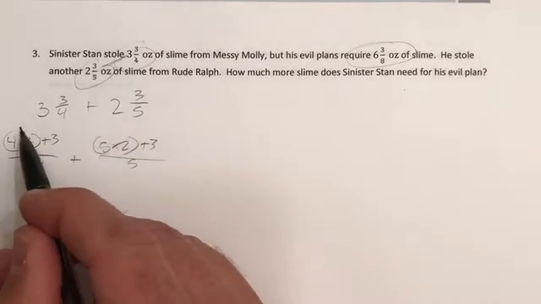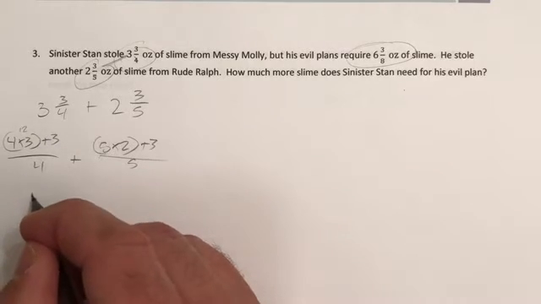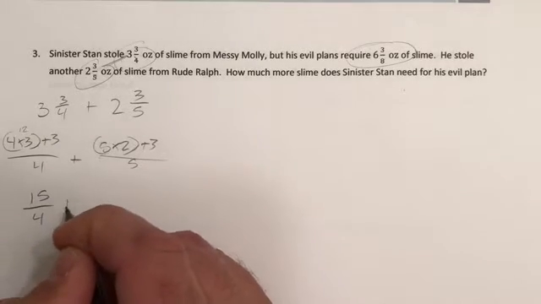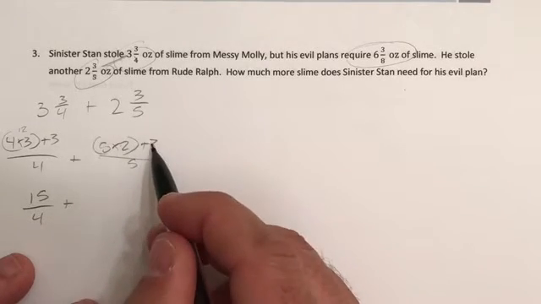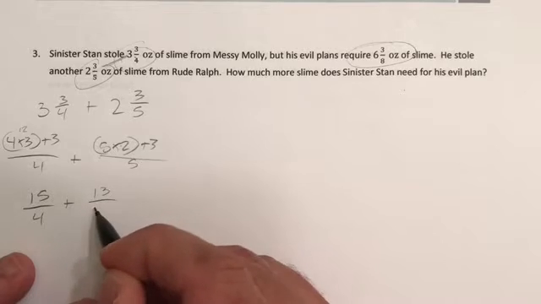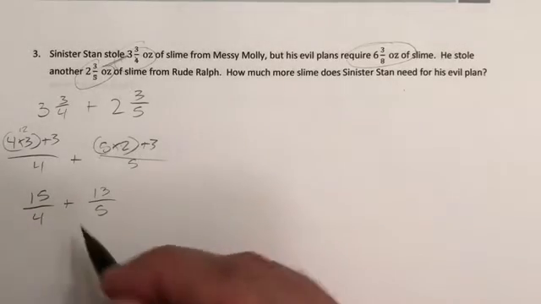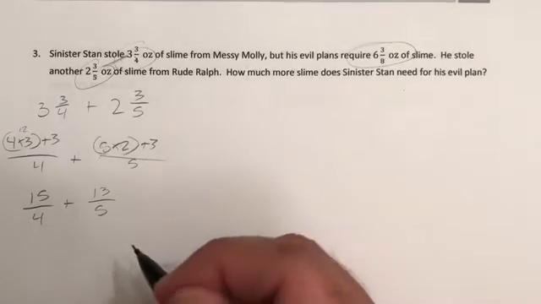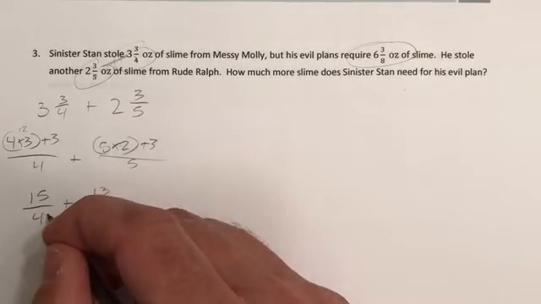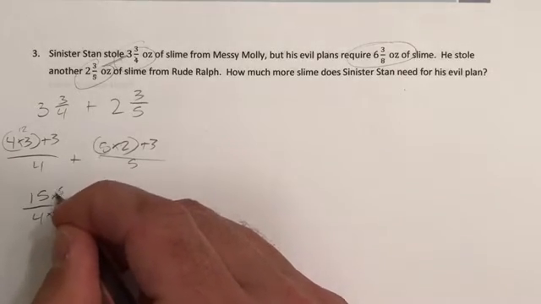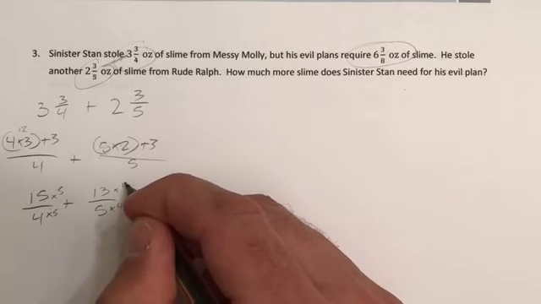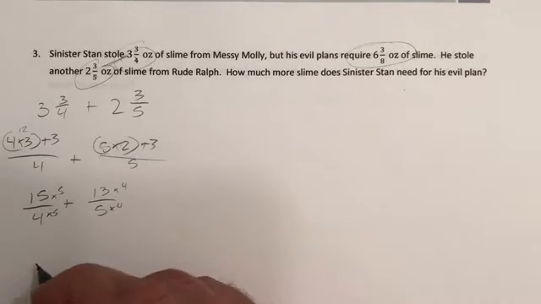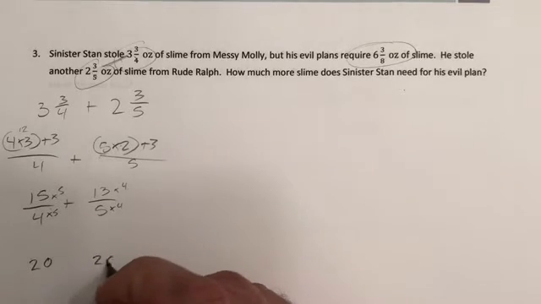So 4 times 3 is 12, plus 3 is 15. So this gives me 15 fourths. Everyone can see this, right? Okay, yeah. 5 times 2 is 10, plus 3 is 13. Gives me 13 fifths. Okay, we have different denominators, so I have to balance these out. So I'm going to multiply this whole side by this denominator, 5. I'm going to multiply this whole side by this denominator, 4. All right, and then it's going to give us over 20 for both of those.